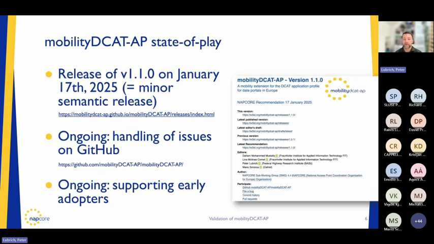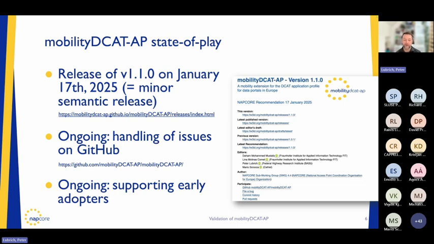mobilityDCAT-AP, as stated before, is a metadata specification published by NAPCORE. It has already some little history, so we are already advancing in terms of releases. There has been a new release, 1.10, published early this year. It's a minor semantic release. You know this ReSpec website where you find all the data model, all the information and all the artifacts. Of course, as in any data model, we are collecting issues, questions, problems. We do via GitHub, so you know our GitHub repository.